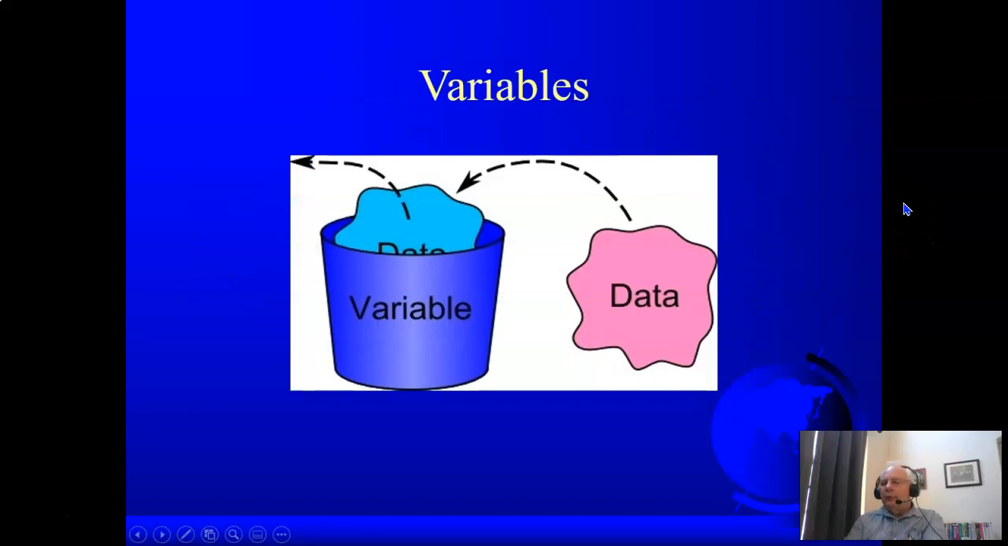And variables. Variables hold data, think of it like a mailbox that holds one letter, one piece of data. So the data goes in, data can be removed, new data can be put in, it overwrites the old data when that's done. But we can have many, many variables, so we don't have to worry about overwriting useful data.